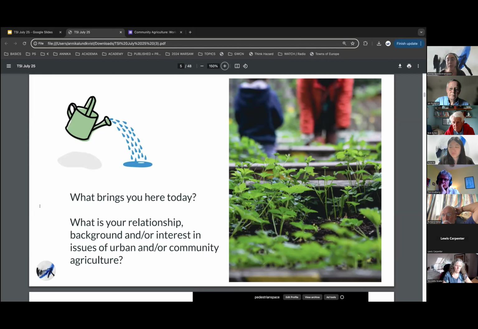So what brings you here today? What is your relationship, background, and or interest in issues of urban or community agriculture? As I was planning for this session, I got some great messages from people around the world, a farmers market manager in California, diverse people who've been working in this area for a long time. So I think it's really interesting to learn about what you all are doing.